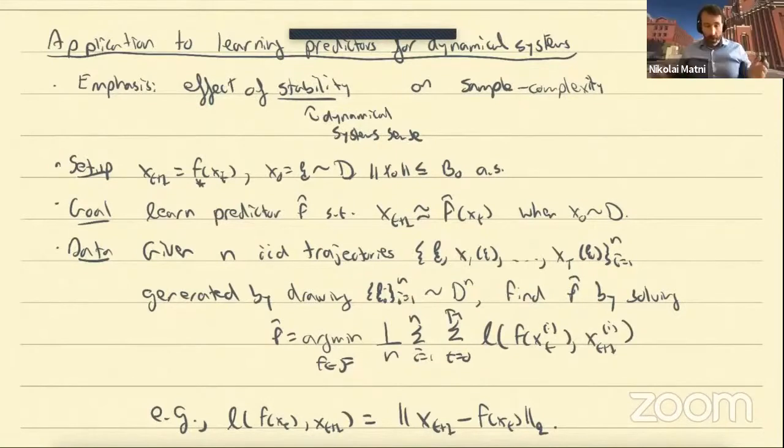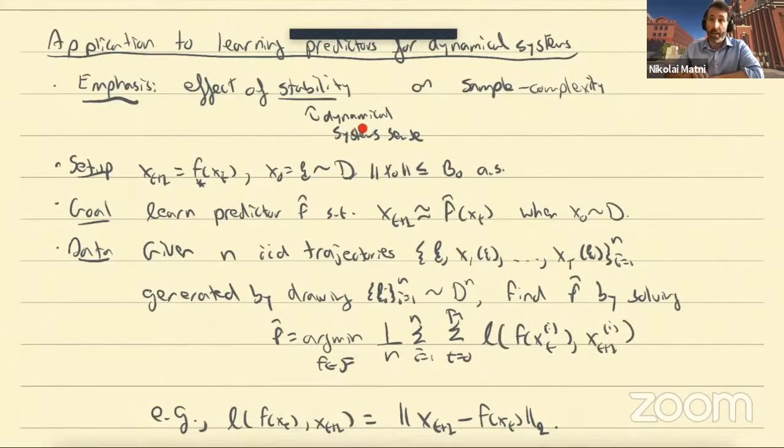So what I'm going to spend the last hour, 45 minutes, hour and a half on is looking at how we can apply these tools to dynamical systems. And the emphasis here is very much going to be on characterizing the effect of stability. In this case, I mean stability in the dynamical system sense, not the algorithmic stability sense, on the corresponding sample complexity that we have.